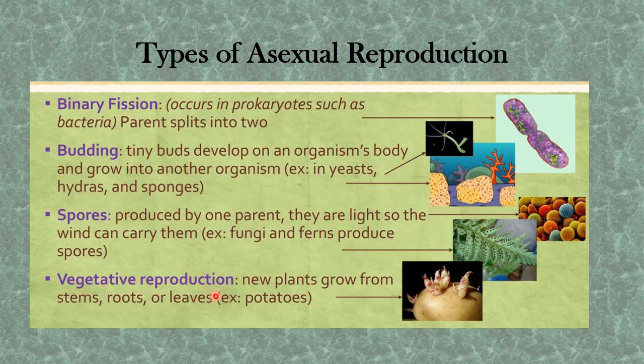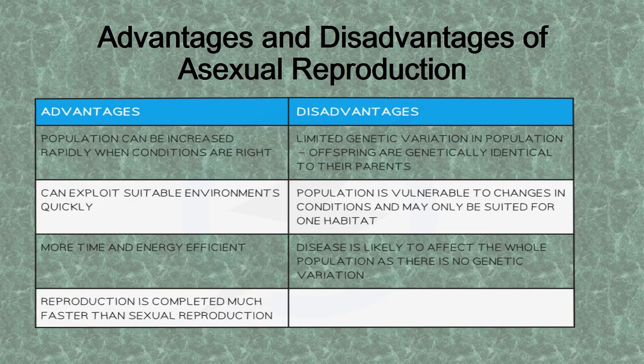Now we also have vegetative propagation. This occurs in plants. Here, new plants grow from parts of that plant, like stems, roots, or leaves. Examples, we have potato here. Potato is a particular plant that undergoes vegetative propagation. So we'll look at vegetative propagation in detail in our next video.